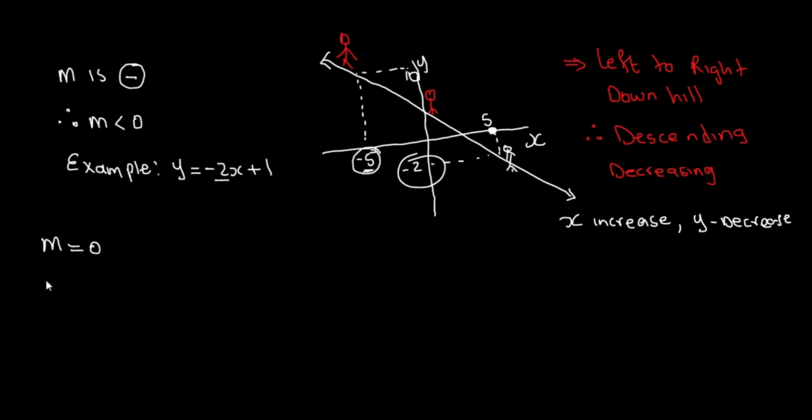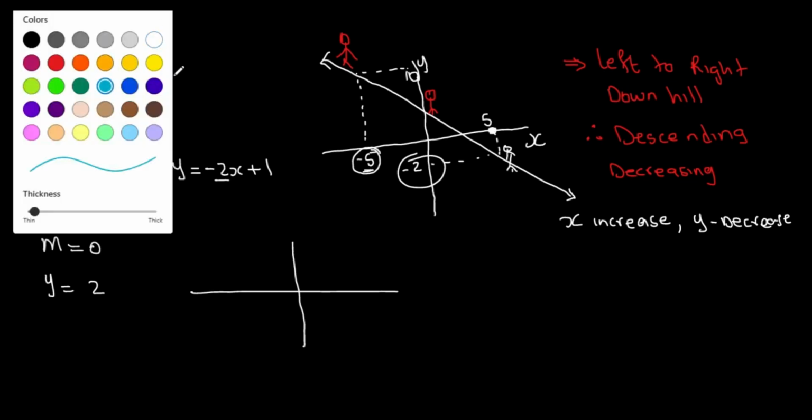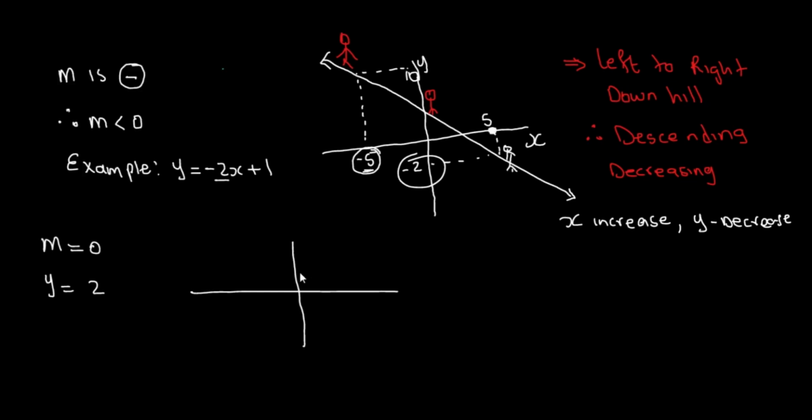So if the gradient is equal to 0, you'll have an equation like maybe y is equal to 2. So the graph will look like this. It's what we call the horizontal line. Okay, so if it's y is equal to 2 and this is your 2, your graph will look like this. So this is the graph of y is equal to 2. So the line runs horizontally, okay, and then it cuts the x-axis only.